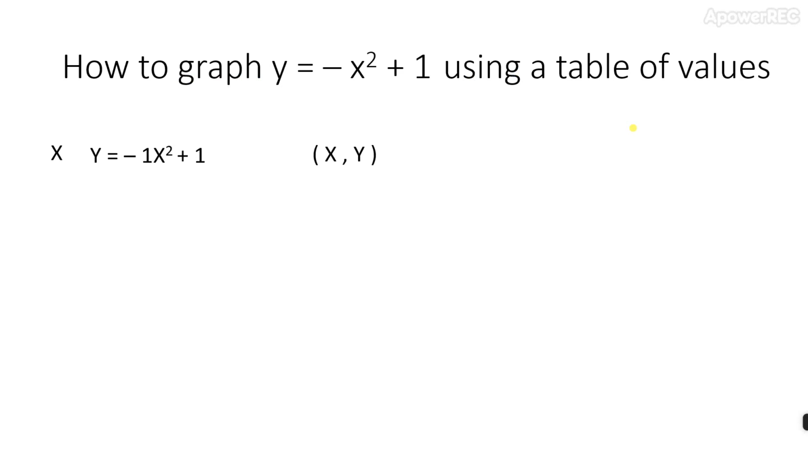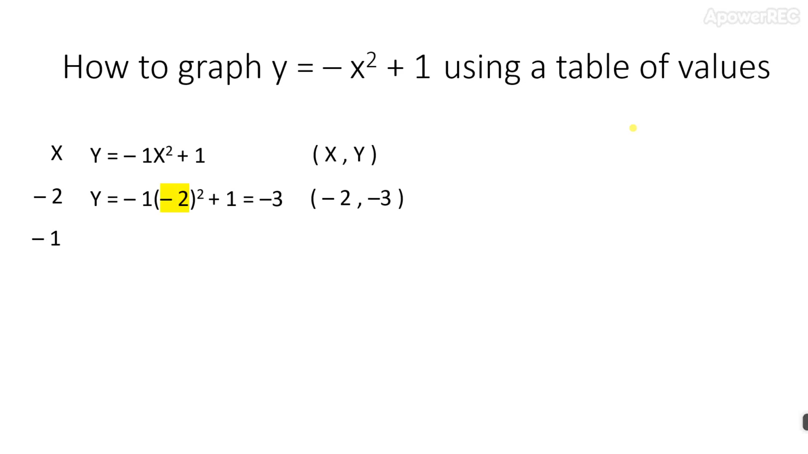Let's start. If x equals negative 2, we insert that quantity into the equation, and we get y equals negative 1 times the quantity of negative 2 squared plus 1. When you use BEDMAS or a calculator properly, your y value should be negative 3. And so we record the point as negative 2 comma negative 3.